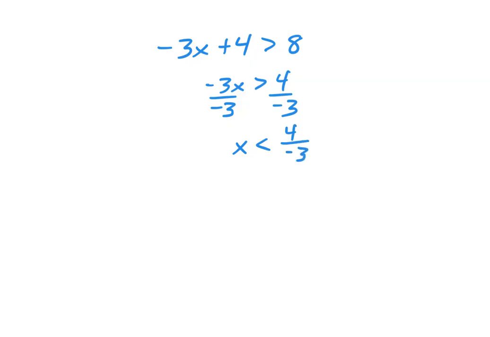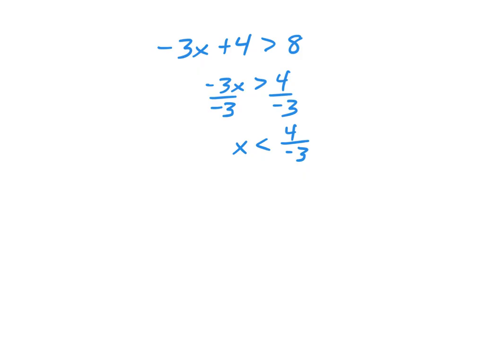The reason it has to flip is because we're saying anything less than -4/3 is going to work. If I hadn't flipped it, then it would be anything greater. Well, 0 doesn't work here. -3 times 0 is 0. 0 plus 4 is 4. 4 is not bigger than 8. So the numbers to the right of -4/3 are not solutions.